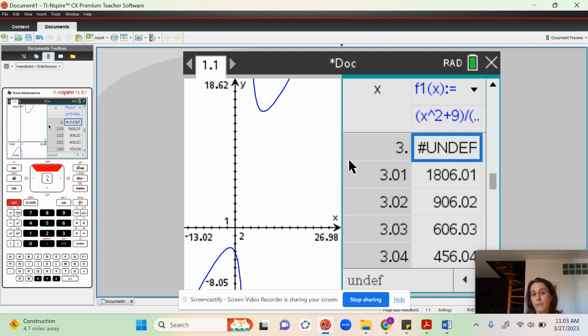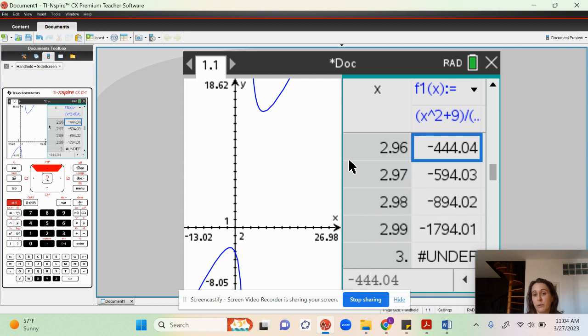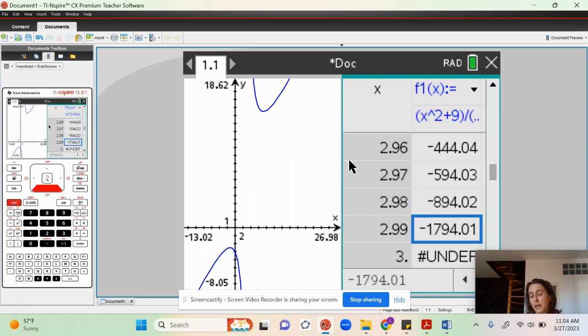At 3, the function's undefined. But as x is getting closer to 3 from the right, or from the higher values, the outputs are getting infinitely large. As x is approaching 3 from the smaller values, from the left side, I can see that the outputs are getting really small, and I can see that on the graph. There's actually a vertical asymptote here at x equals 3. So as x is approaching 3 from the left side, if you look at my cursor, the outputs are getting infinitely smaller. As x is approaching 3 from the right side, the outputs are getting infinitely larger.